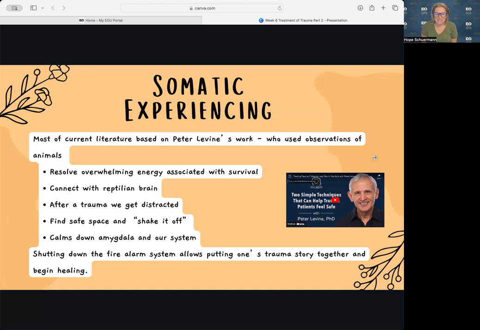But the idea is that after the trauma occurs, we need a place to be safe and physically get it out of our system so that the amygdala can calm down. If you remember, the amygdala is the fire alarm in our brain. So we need to calm down the fire alarm, calm down our system, and allow us to move forward in putting together our trauma narrative and begin healing. So somatic experiencing can be really helpful for this.